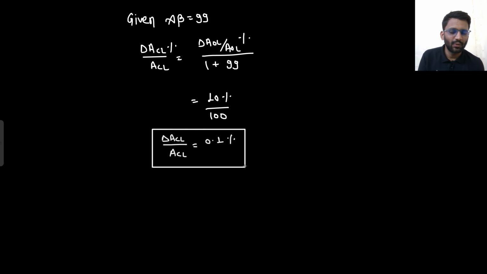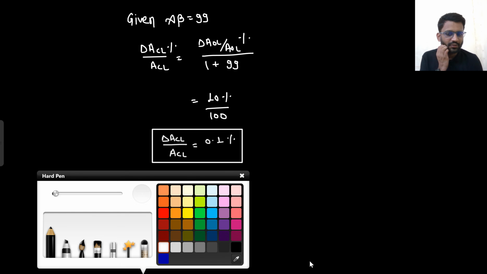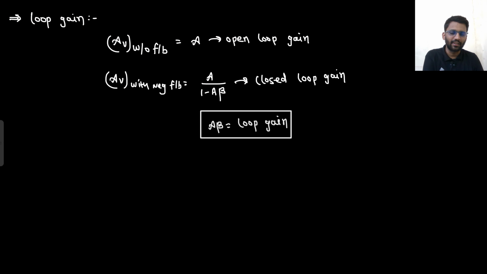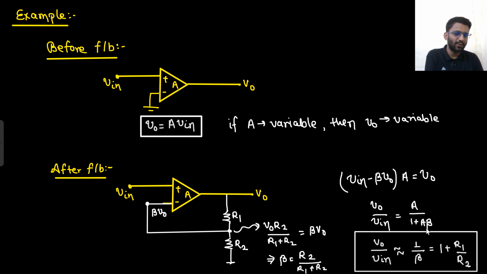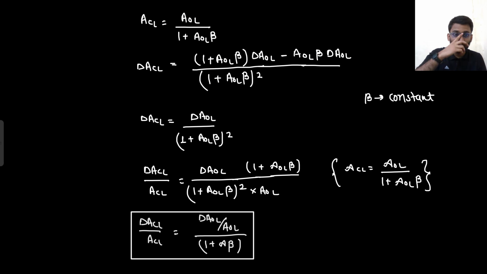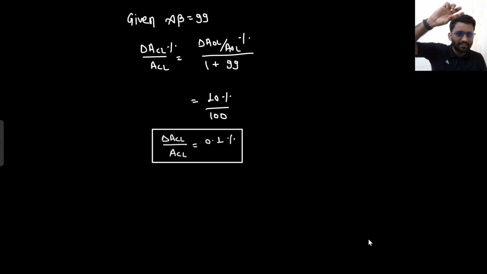Even if your A is not large, here we did not take any approximation. In the earlier case, we took the approximation that your A is very large. So that's why we were getting nearly a constant gain, 1 plus R1 by R2. But here we are not taking any approximation. Even then, if there is a 10% change in the open loop gain, you are getting only 0.1% in the closed loop gain.